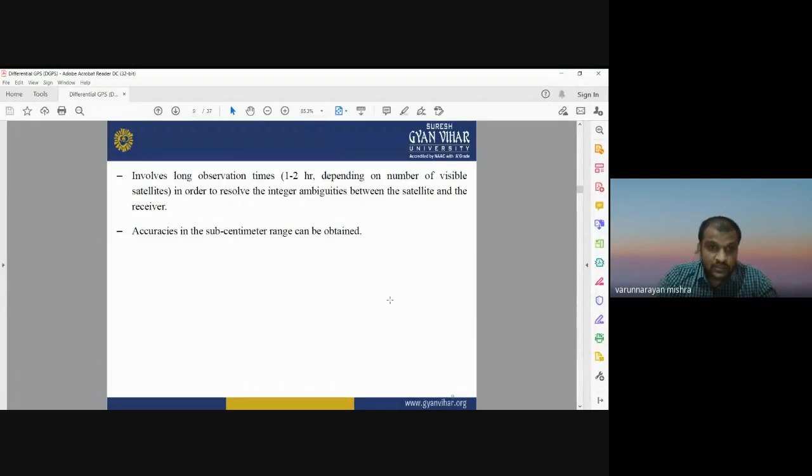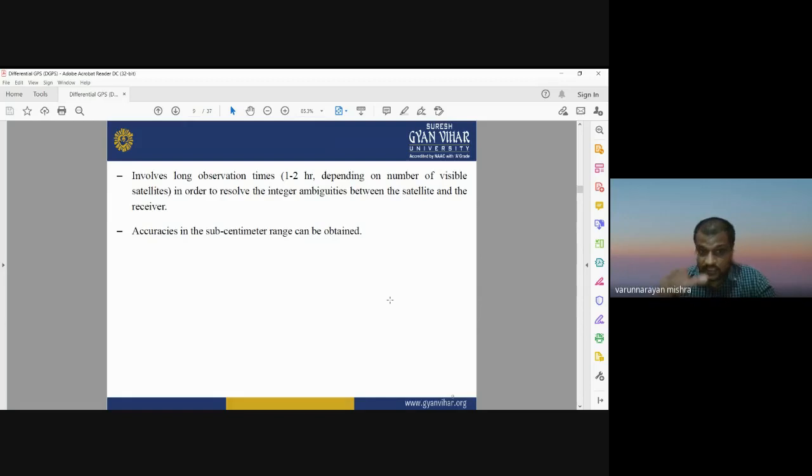That is because we have a long observation time. How much time will you take to see the number of satellites? If we are getting signals coming from the maximum number of satellites, it will definitely improve our accuracy.